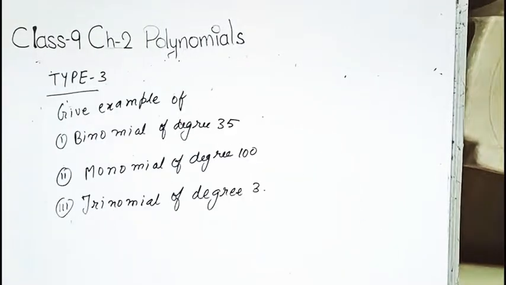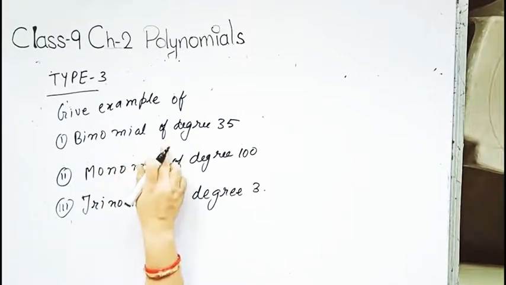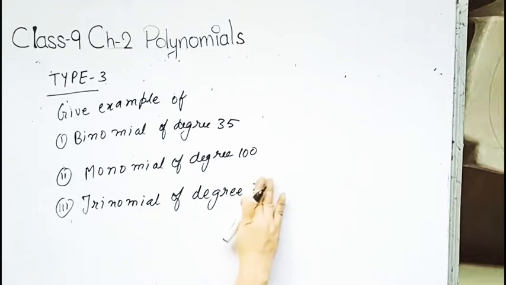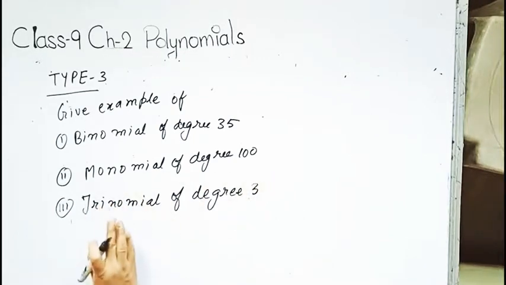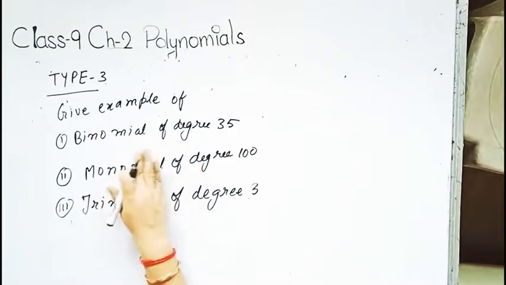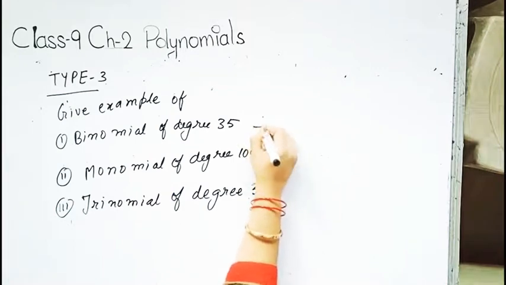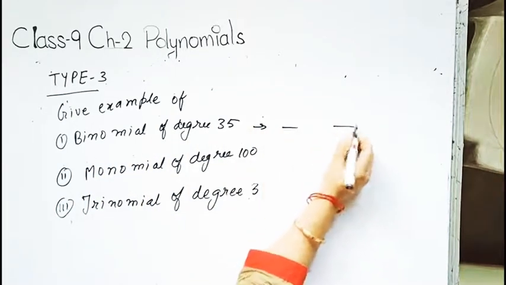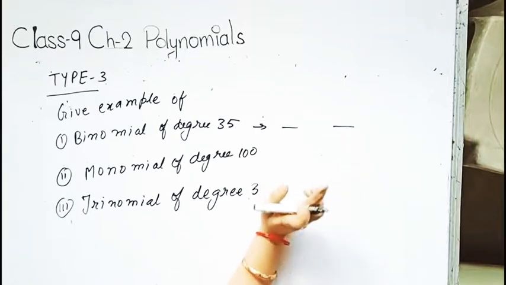Now the third type of the sum which we get in this section is, give an example of a binomial of degree 35, a monomial of degree 100, a trinomial of degree 3, and so on. Means we have to find a polynomial of the required characteristics. Now let us first do a binomial of degree 35. In a binomial, two terms should be there, and the degree, the highest power of that polynomial, should be 35.